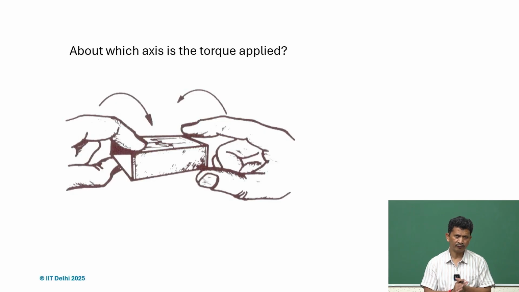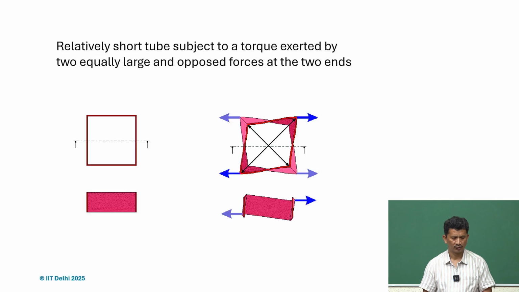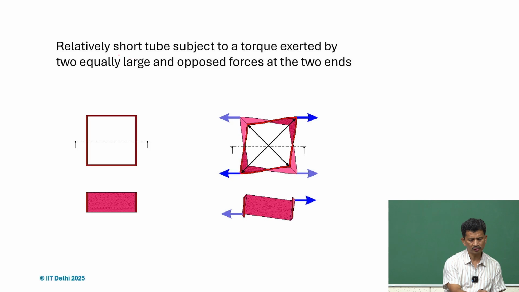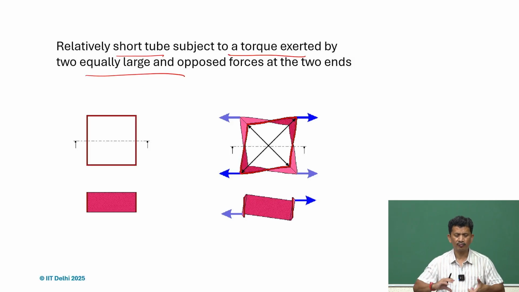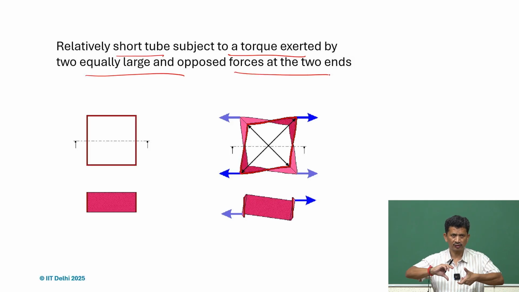So what happens if we have, for instance, this matchbox kind of thing? Without the inside part, just the outer part, if we are applying the torque, what will happen? So it's the same thing, a relatively short tube, a very small tube, subject to a torque exerted by the two equally large and opposed forces, right? The two ends. So that's how we apply the torsional load.